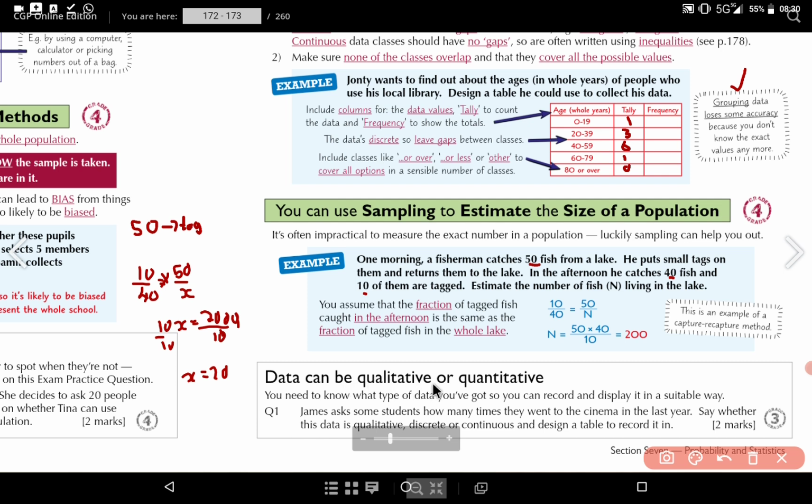So data can be qualitative or quantitative. You need to know the type of data you've got so you can record and display it in a suitable way.